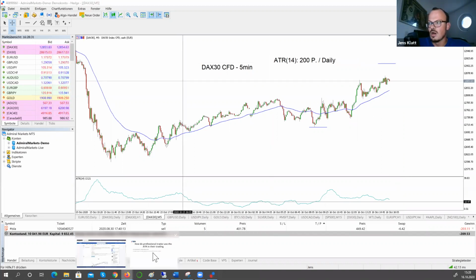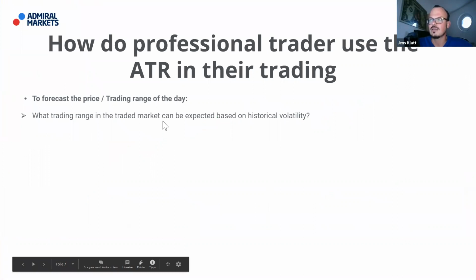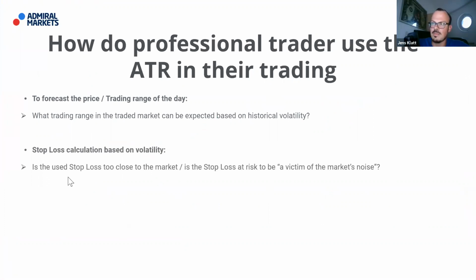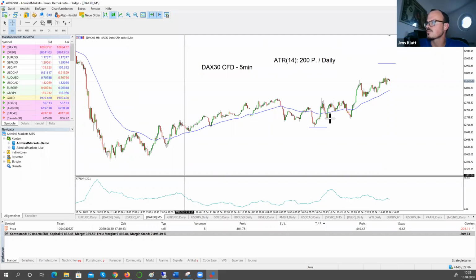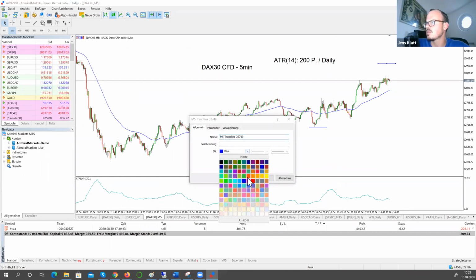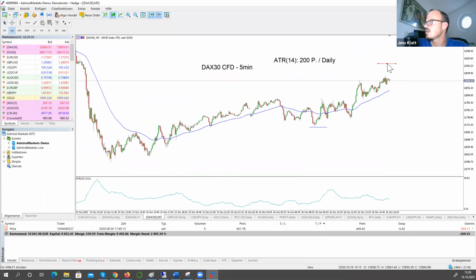And what we can also do is use the ATR as a stop loss calculation tool based on volatility. That means nothing more than we have to find out whether the stop is too tight based on current volatility, or if the stop is probably perfect. So what do I mean by that? Therefore, let's have a look again at the chart, and let's use this example. I probably change the color here to red. That's probably a little better.